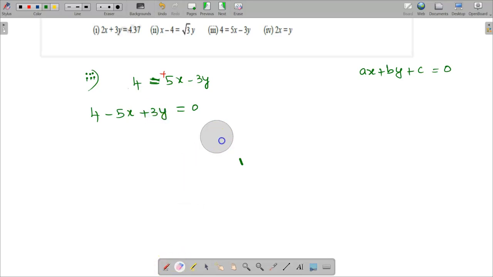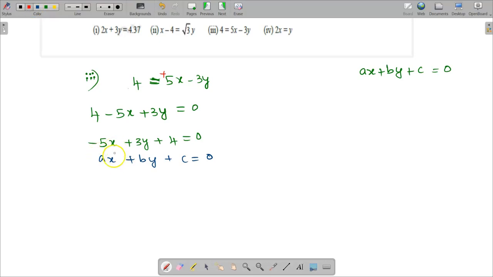Okay. So now again compare this and this. Always we will write the x term followed by the y term followed by the constant term. So in that way, let me write this equation: minus 5x plus 3y plus 4 equal to 0. Okay. So once you have written that, compare this and this. ax plus by plus c equal to 0. Let me compare these two.